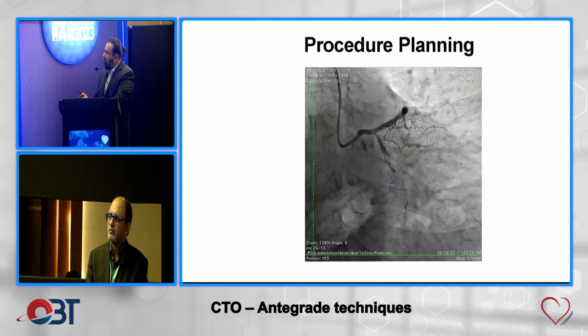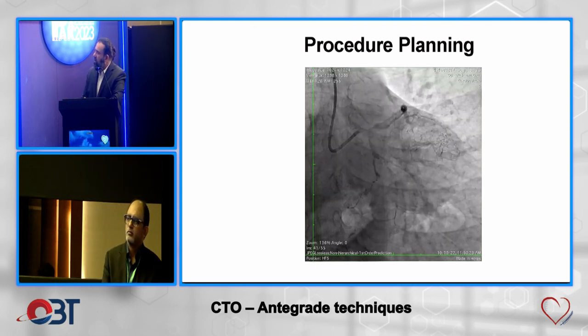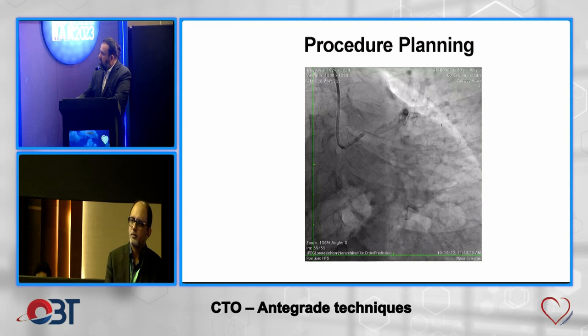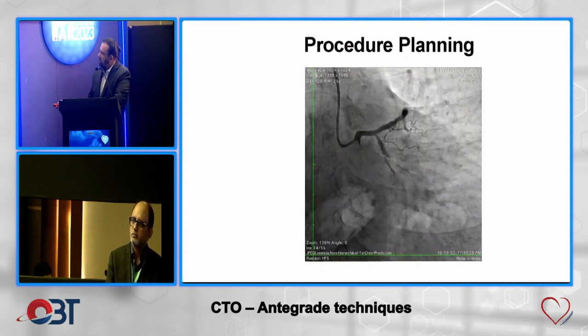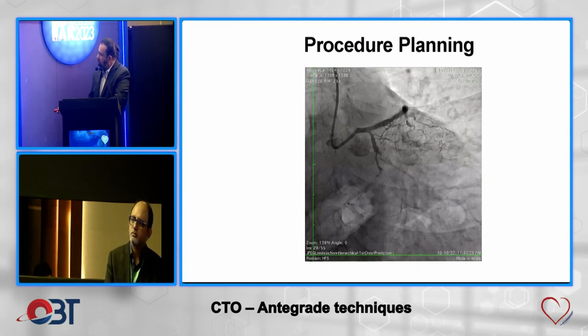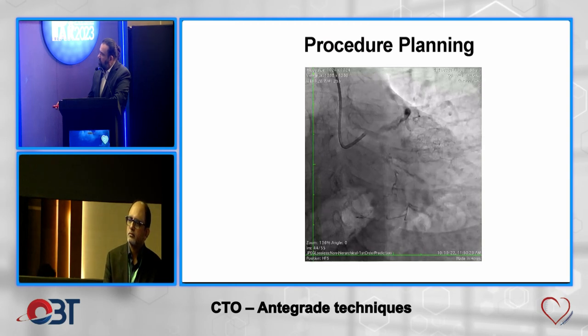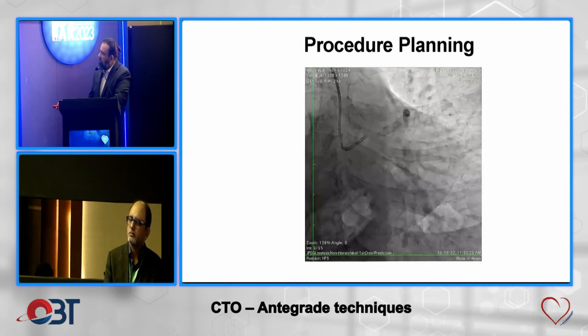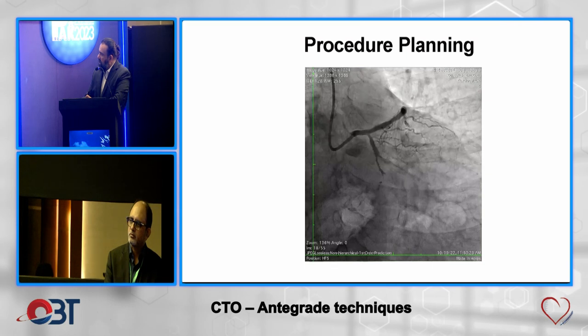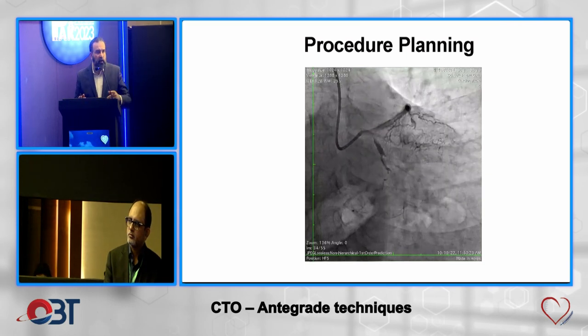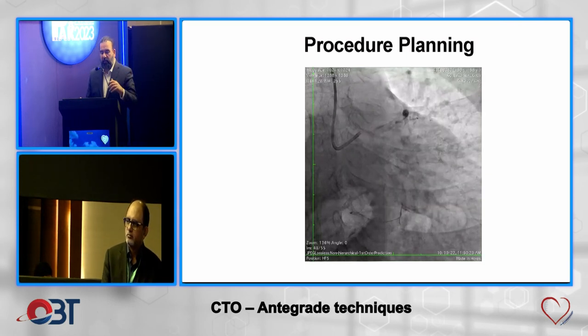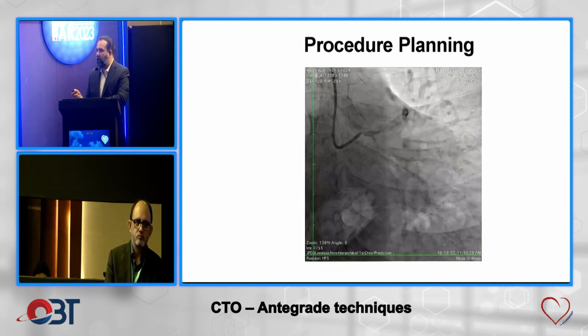procedure planning, we won't spend too much time, but you can see the cap is somewhat tapered. It is a long CTO. We don't have a whole lot of epicardial collaterals we can use, and it seems to be fairly chronic. So here again, I think retrograde is not an option, and I think antegrade is the option. Do you have any comments on that?